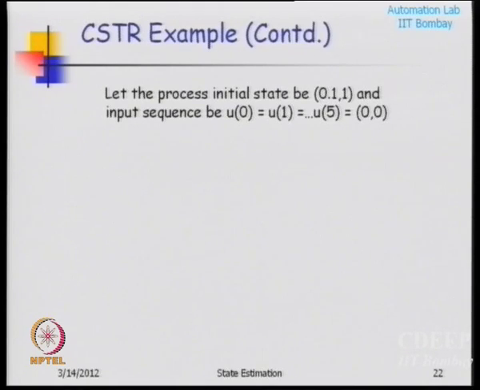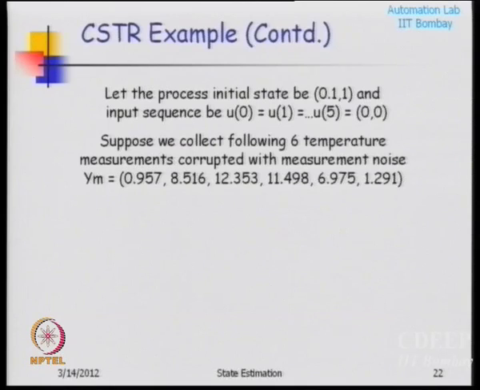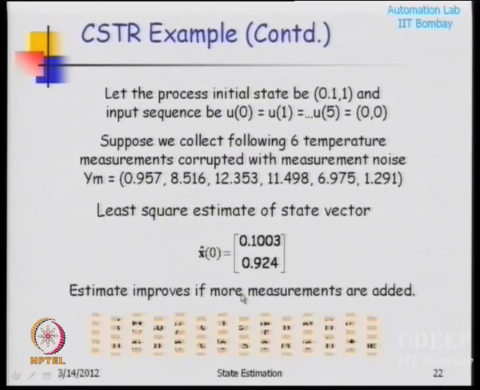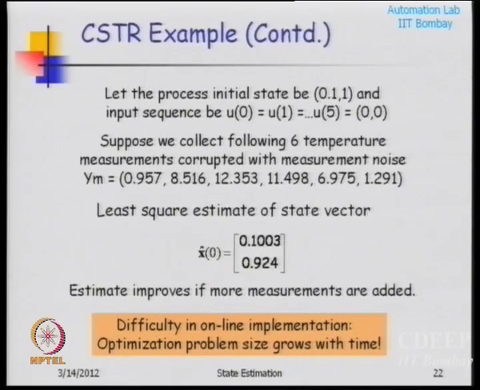Anyway, I will just give you an example before I move on. Let us say you have 5 or 6 temperature measurements which are noisy, then you will get a least square estimate. You will not be able to recover the exact truth, you will be going close to the truth. So, you get here 0.1 and 0.924. The main problem with this kind of thing, this is just a demonstration using a batch of 5 data points. But 5 will become 6, 6 will become 7. In real time, if you want to use this optimization formulation, it is not practical. So, you need some other way of doing it.